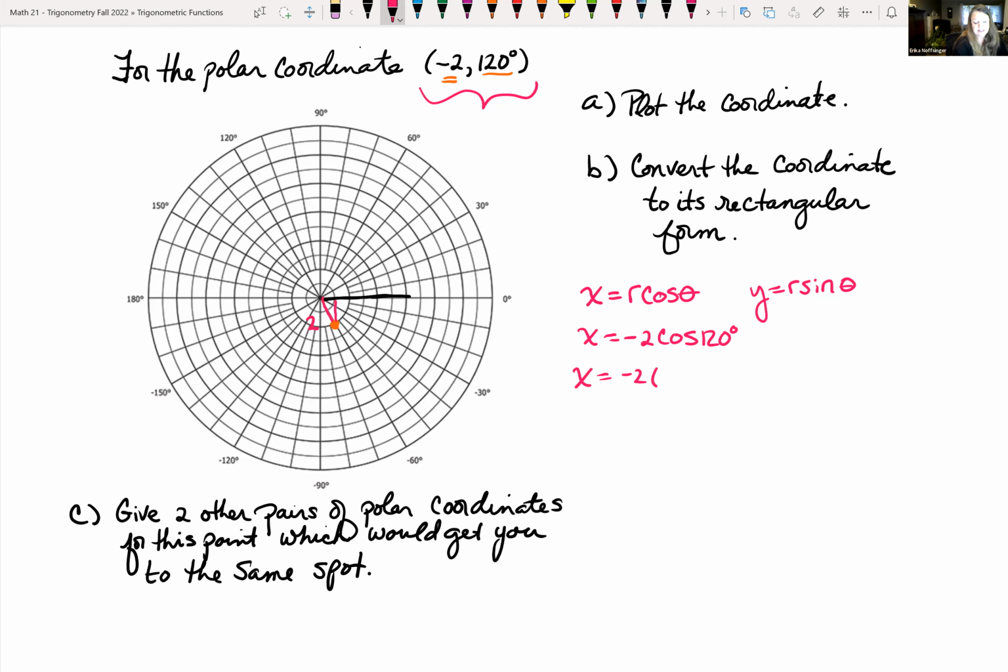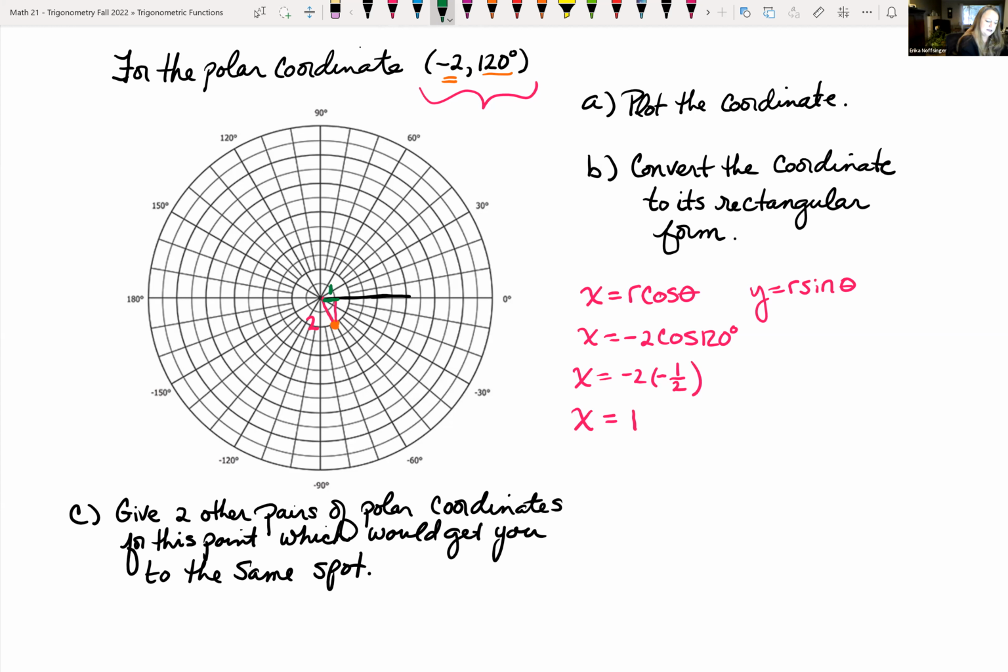Well, cosine, that's in the second quadrant, cosine is negative. Our reference angle is 60 degrees. So we would get back -1/2. So x here is equal to -2 times -1/2, which is 1. Notice here, you can kind of see it on our picture that that length is 1.